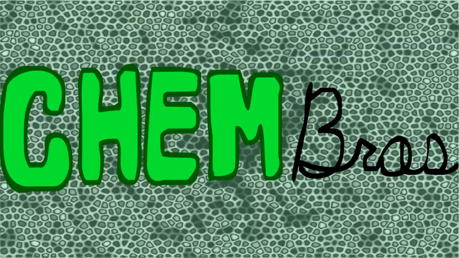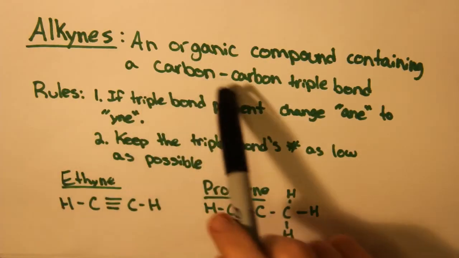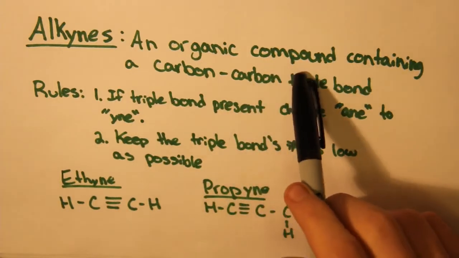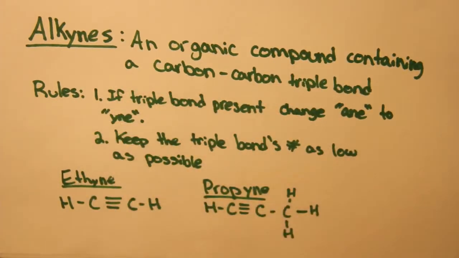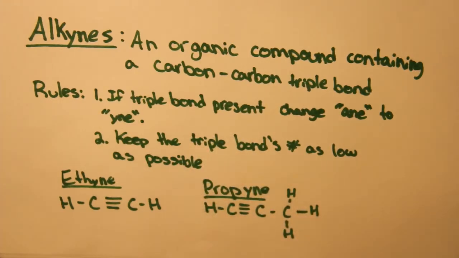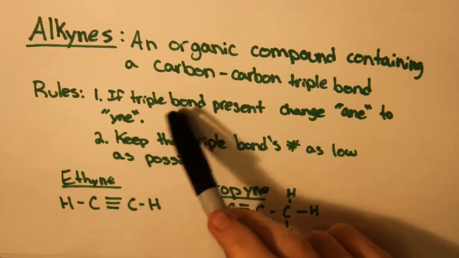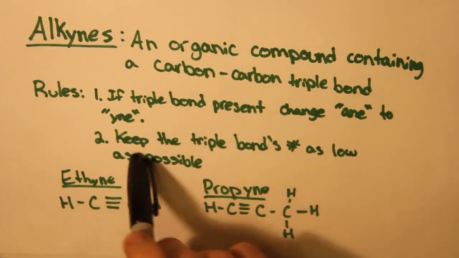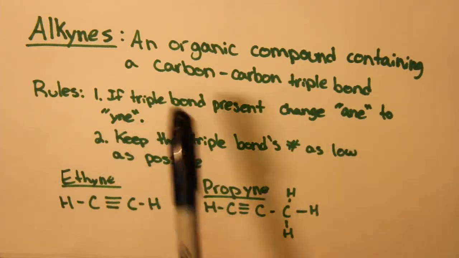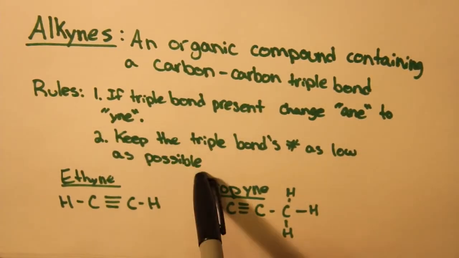Okay, alkynes. Alkynes are organic compounds containing a carbon-carbon triple bond. Alkynes are different than alkanes because alkynes are unsaturated hydrocarbons that have fewer hydrogen atoms than equivalent alkanes. Alkanes are said to be saturated hydrocarbons because they have the maximum number of hydrogens possible.